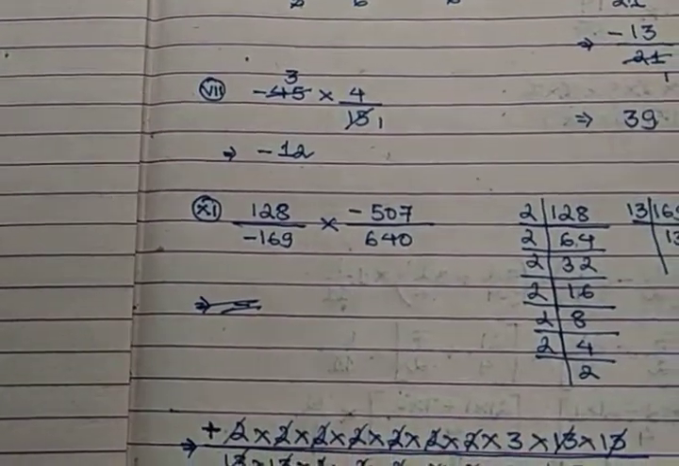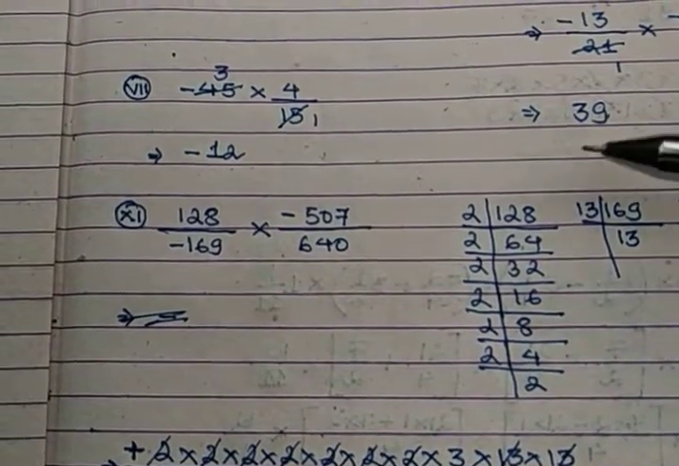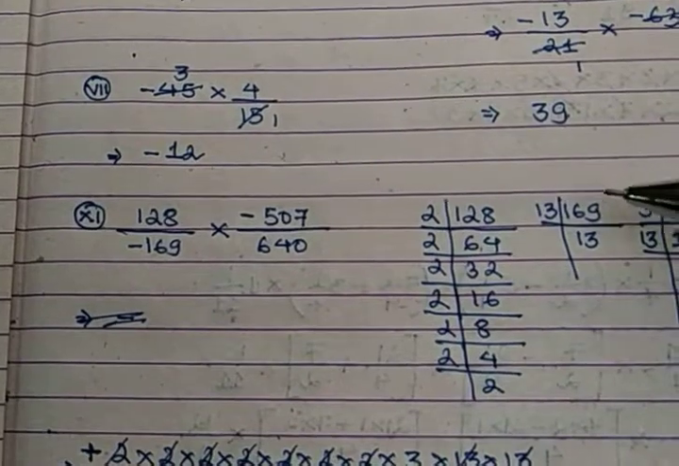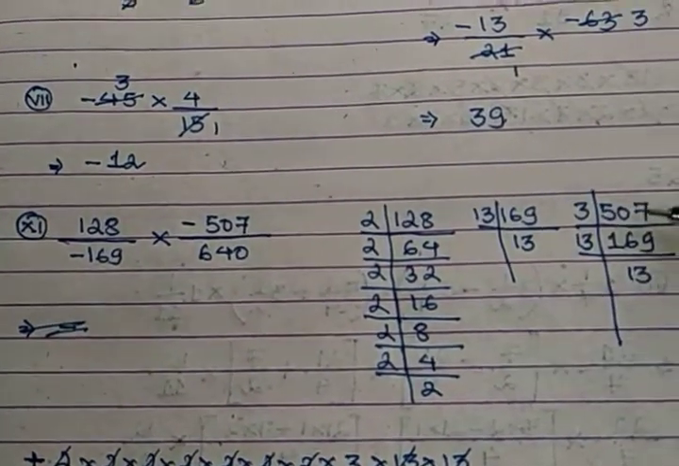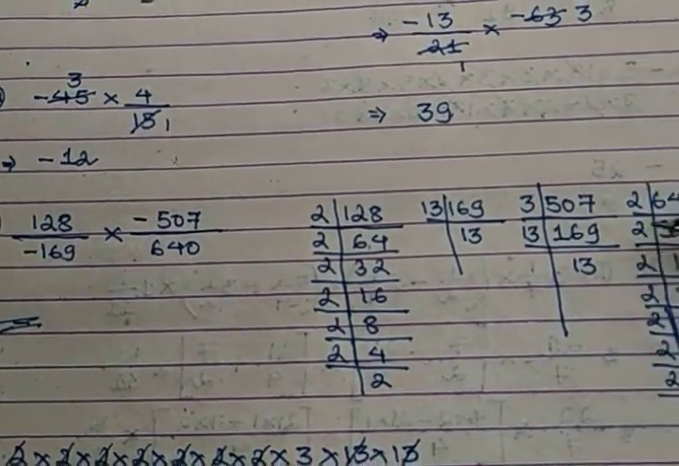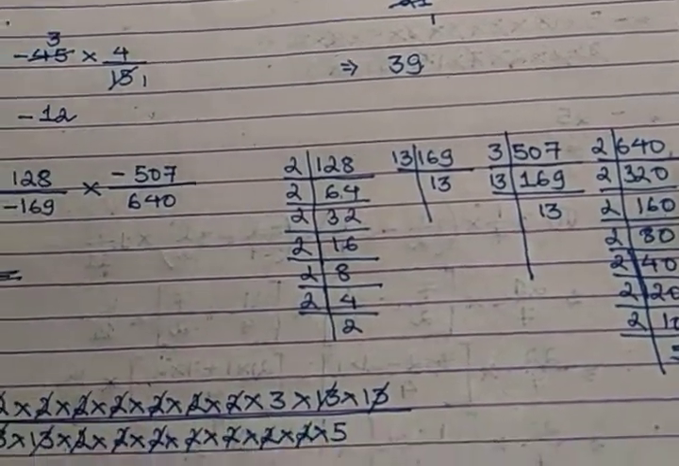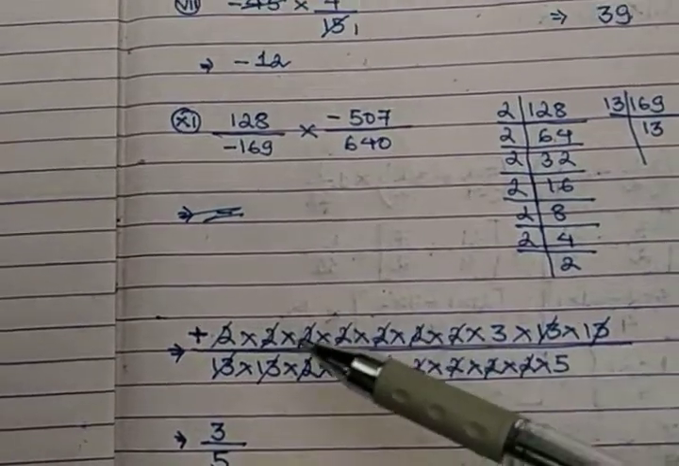What I recommend is that you take the prime factors of those numbers. For 128 I have taken all the prime factors. Similarly for 169 I have taken prime factors, for 507 I have taken prime factors, as well as for 640 I have taken all the prime factors. Now after that, what you can do is simply place the prime factors in its place.